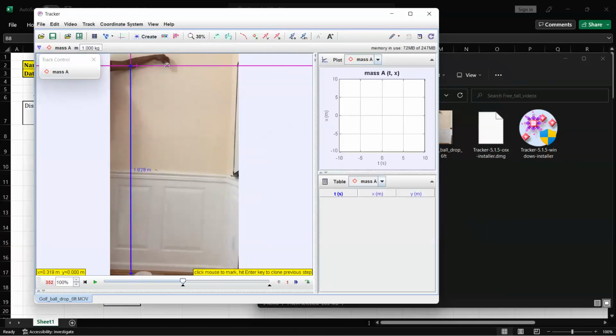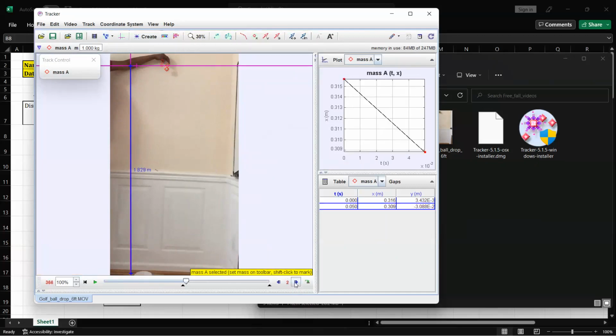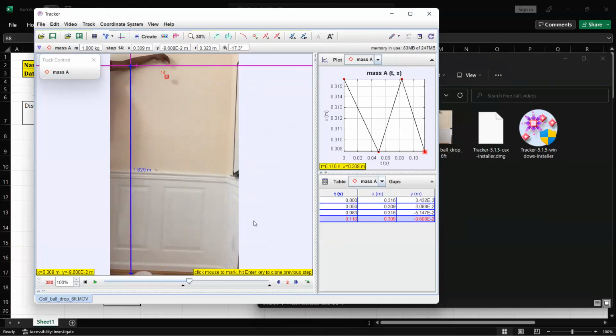Shift and one click. This first click doesn't matter actually. Just click anywhere on the ball. We're going to get rid of that point anyway. So no need to worry about it. Then move the ball a little bit downward, like about few millimeters from the previous, and then one click, move the object, one more click, and move the object, one more click, and then so on.